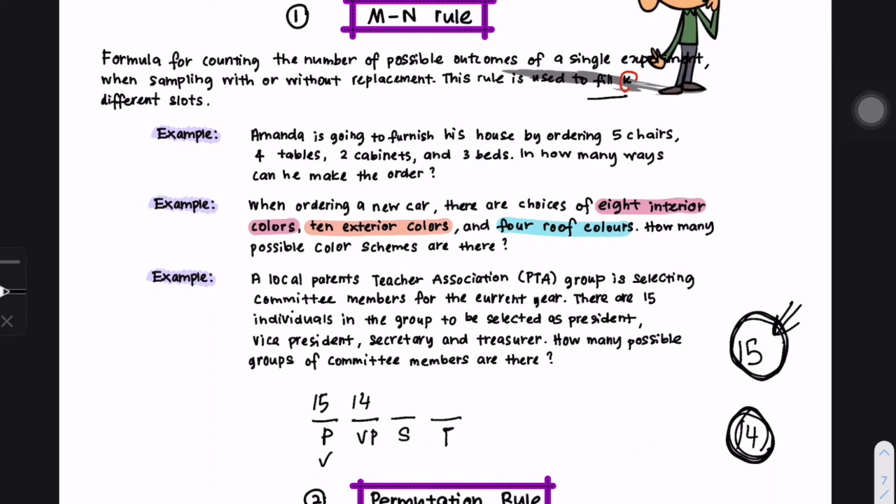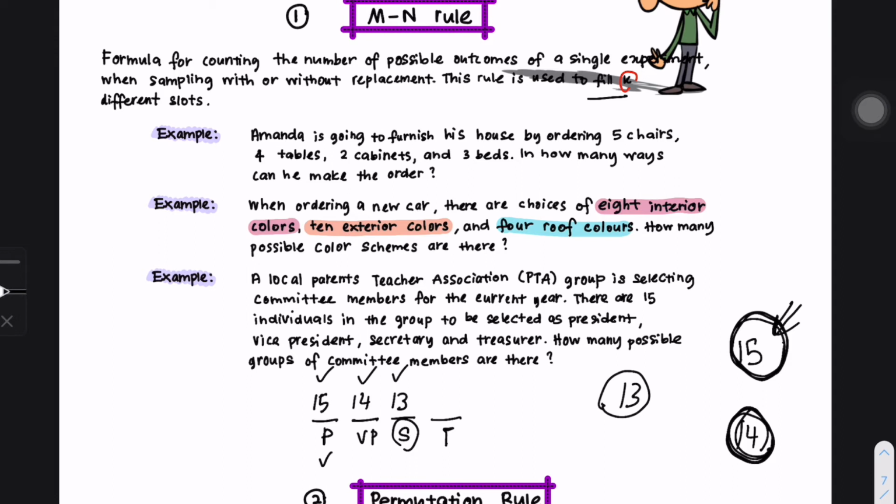Okay, so sekarang seorang dah jadi presiden, seorang dah jadi vice president. So, how many members yang tinggal yang tak jadi apa-apa lagi? We only have 13. Because seorang dah jadi presiden, seorang dah jadi vice president, so we only can choose the secretary from 13 members. Tak boleh ambil dah yang tadi yang dah jadi presiden, dah jadi vice president. So we only have 13 choice. So same goes to treasury, because we have been selected the president, the vice president and also secretary.